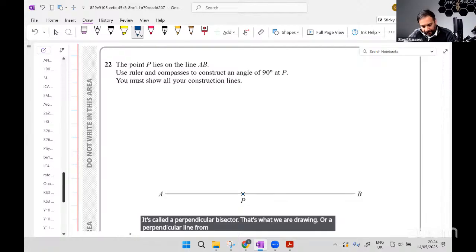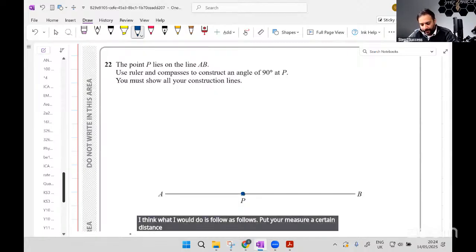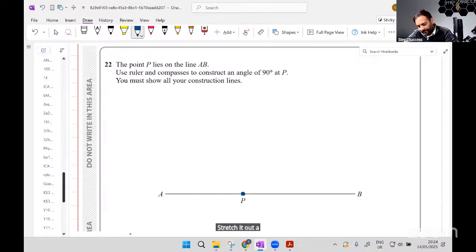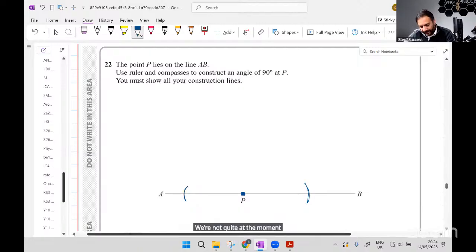Okay. I think what I would do is as follows. Measure a certain distance from your compass. Put the sharp bit of your compass there. Stretch it out a little bit, let's say to here, right? And then draw an arc here, and then draw an arc the other side as well. So these should be equal distance apart. They're not quite at the moment, but let's say they are.